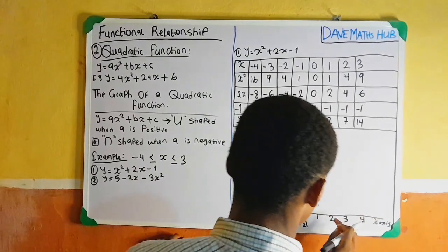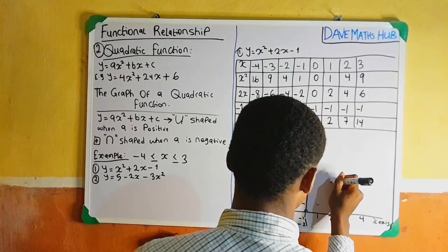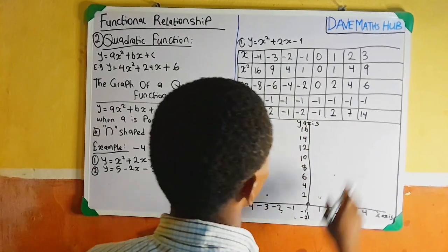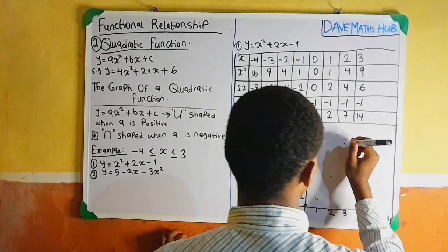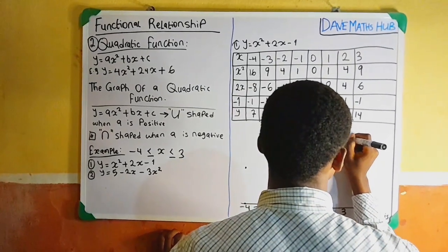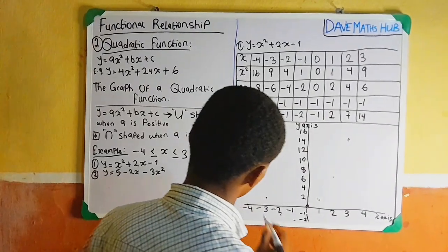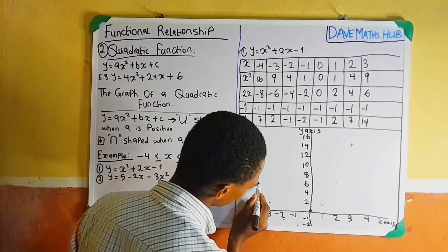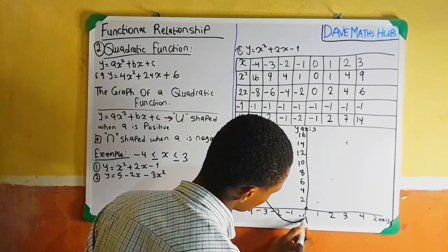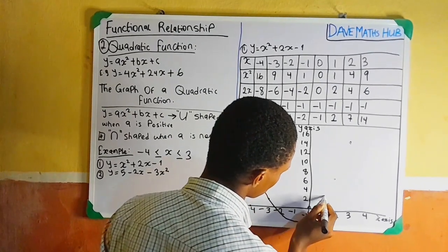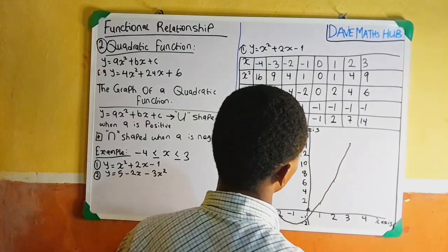Sorry, let's put this closer. Then when x is 3, y goes up to 14. Then we trace the dotted lines like this, like this, like this, up to this point.